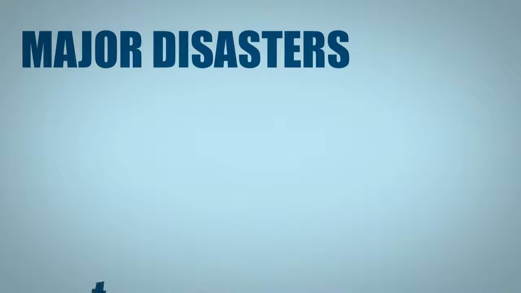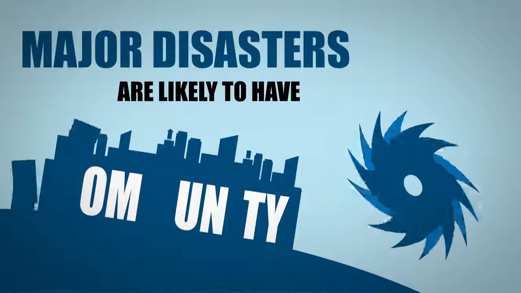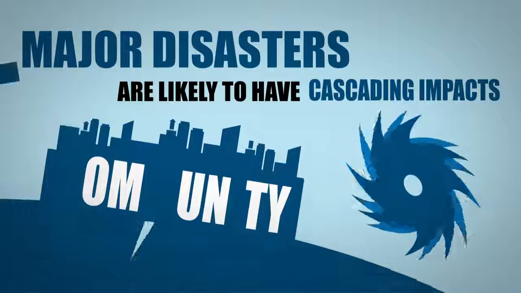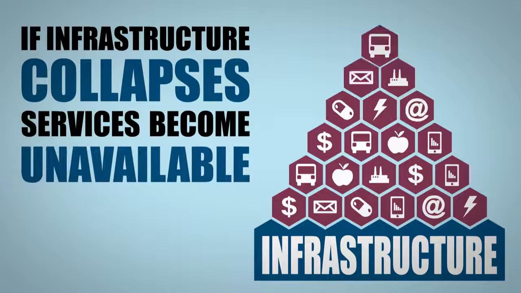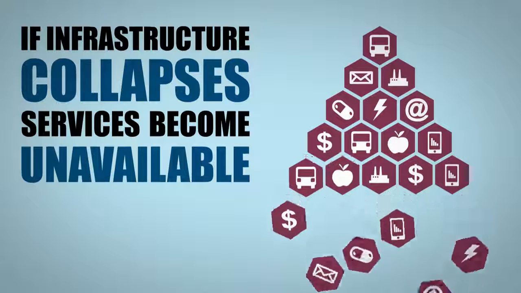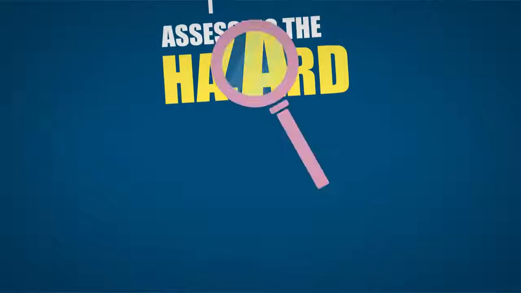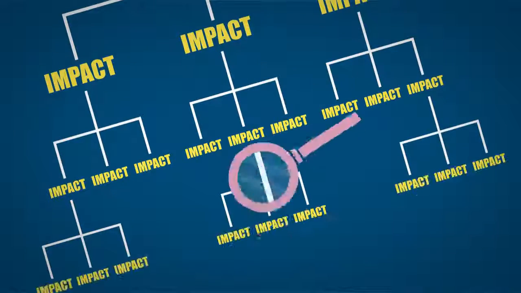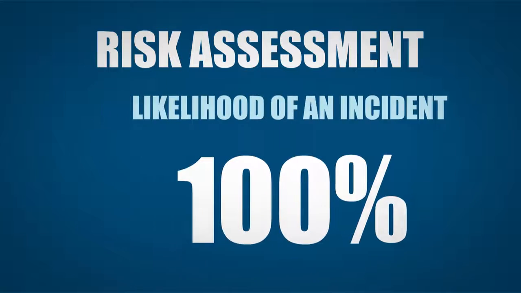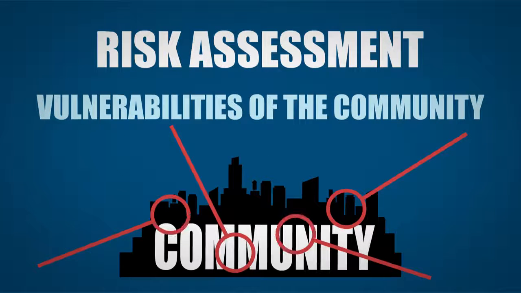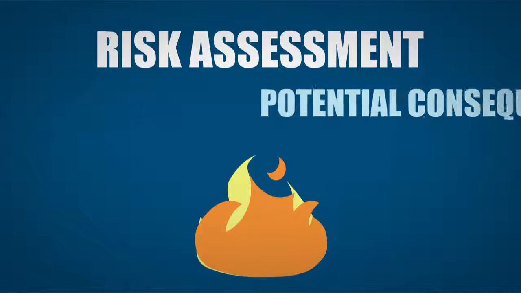Major disasters, such as hurricanes and earthquakes, are likely to have cascading impacts that can render a community helpless. If infrastructure collapses, services become unavailable, and basic needs go unmet. Preparedness activities for these disasters include assessing the hazard and its potential impacts. These risk assessments include examining the likelihood of an incident, the vulnerabilities of the community, the potential consequences, and how to mitigate them.